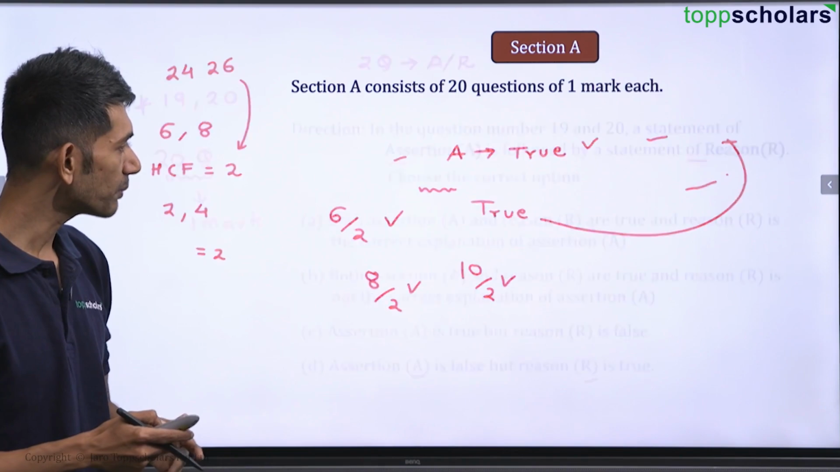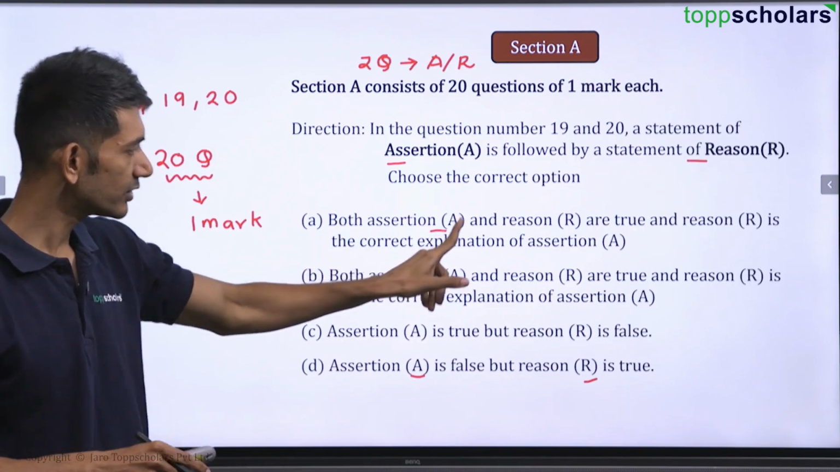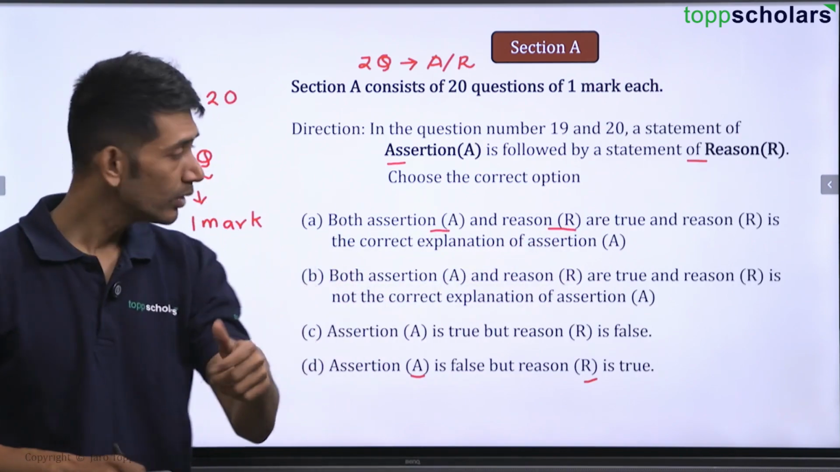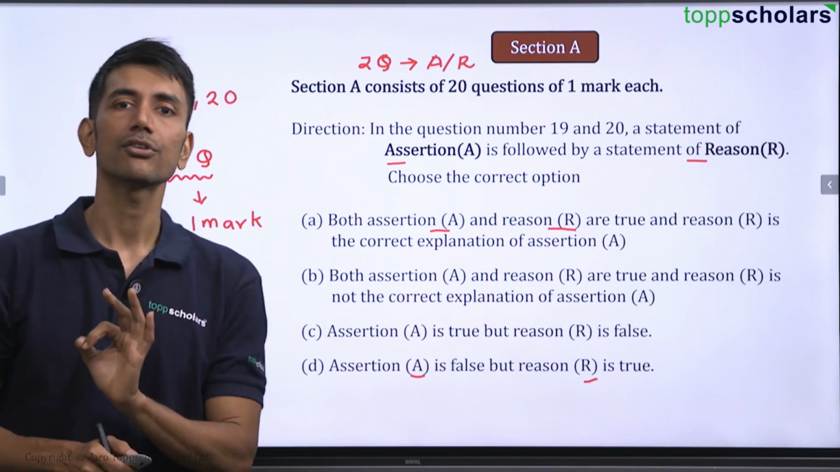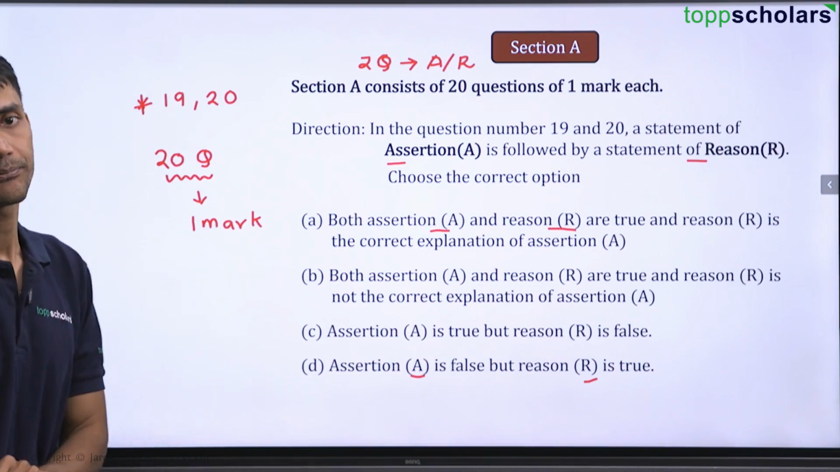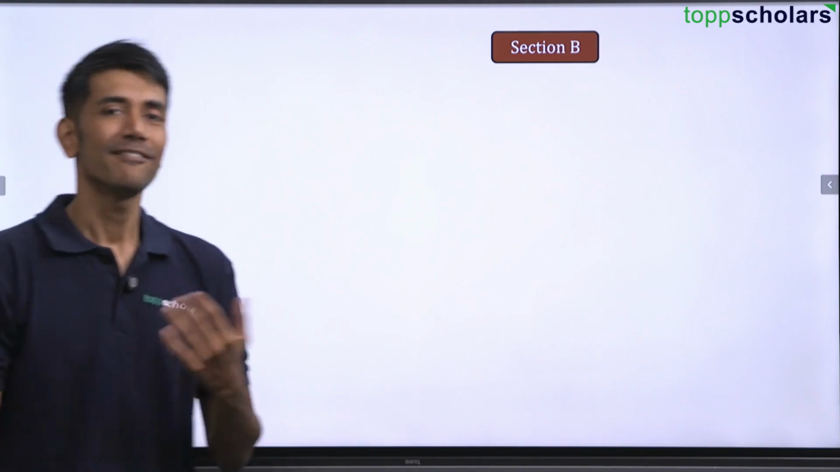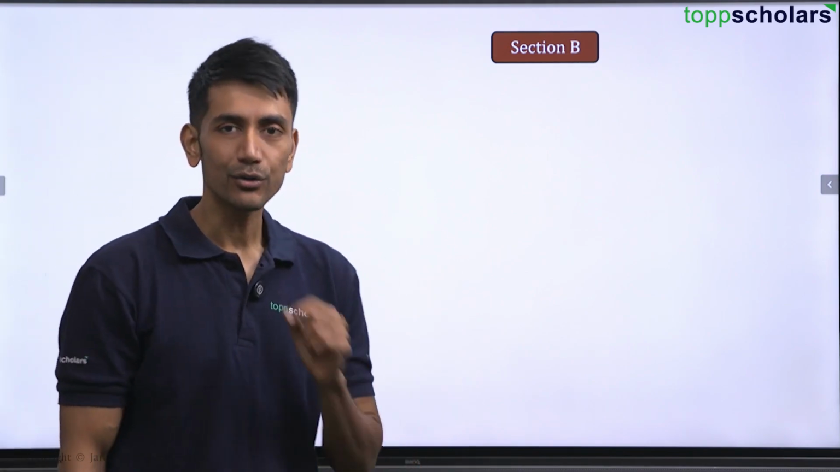So what is the right option for 19? That both assertion and reason they are true, and the reason is the correct explanation for the assertion A. Correct? So now we are done with section A. We are moving on to section B.